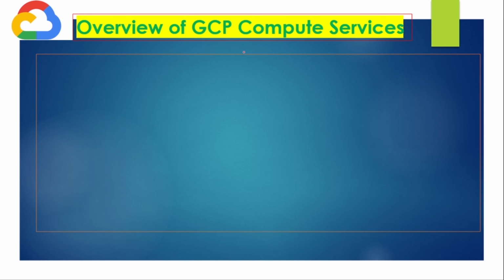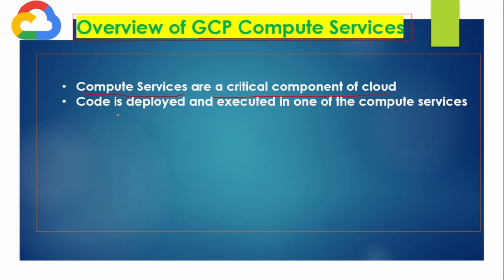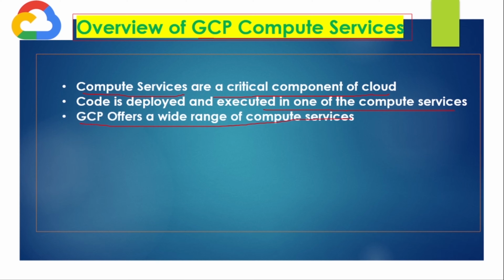So let's get started. Now let's have a closer look into GCP compute services. Compute services are a critical component of any cloud platform. So why do we need compute services? Basically, you write your code and you want to deploy your code somewhere, right? These compute services are used for deploying your code. When it comes to compute services, GCP offers a wide range of compute services where you can deploy your code. The first one is App Engine.